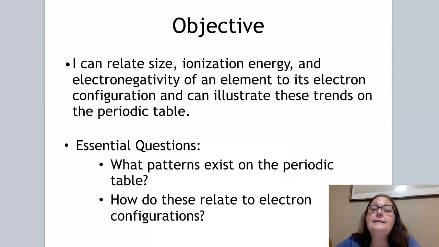All right, so we're going to talk about how atomic radius, ionization energy, and electronegativity of an element are related to its electron configuration. Now, I know not all of you have done electron configurations yet, and that's fine. For those of you who weren't able to do them today because I had to leave, we will be doing them probably Thursday, so we'll all be caught up.